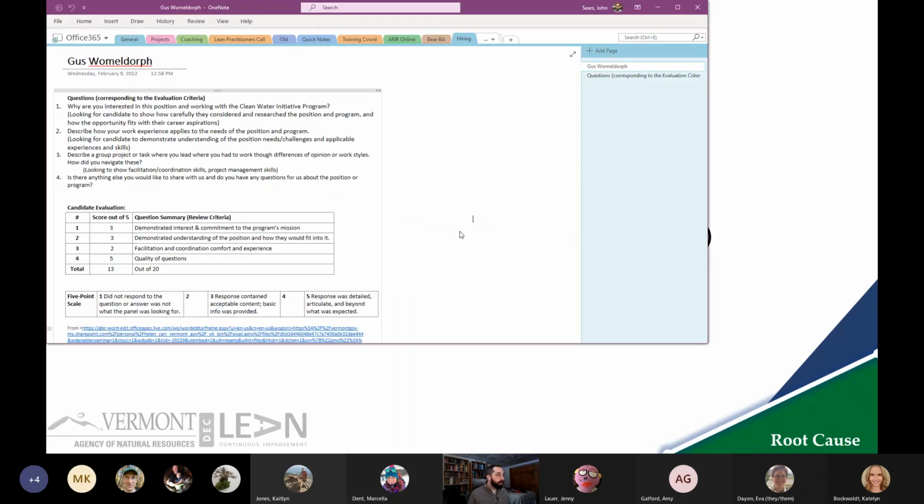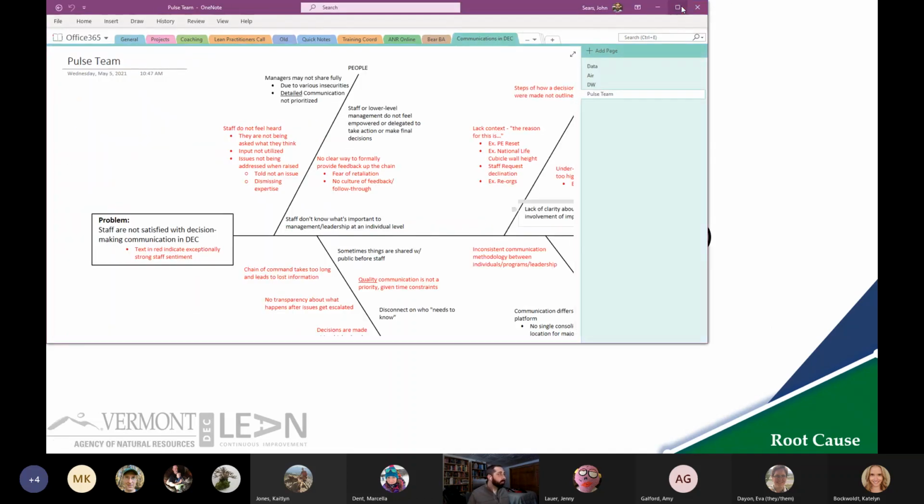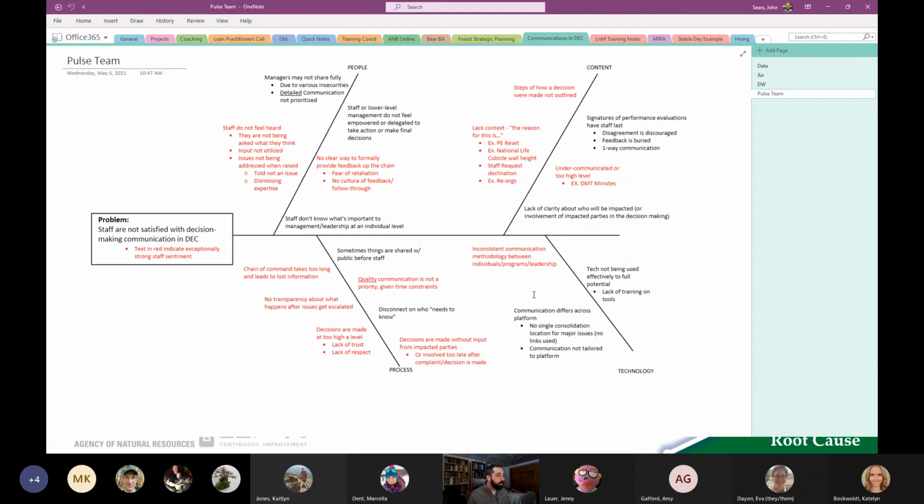So I'm going to go ahead and show you an example of a fishbone diagram that we ran as part of assessing why staff are not satisfied with decision-making communication at DEC. Leadership asked the Pulse team to look into it. The Pulse team is a team within DEC that's tasked with representing staff within the organization. Basically, they want a staff-eye view of what's causing communication hurdles within the organization.